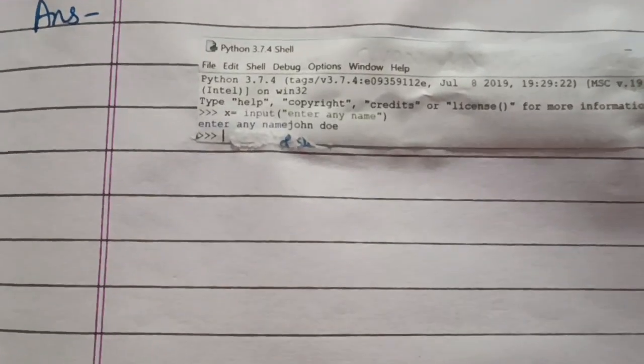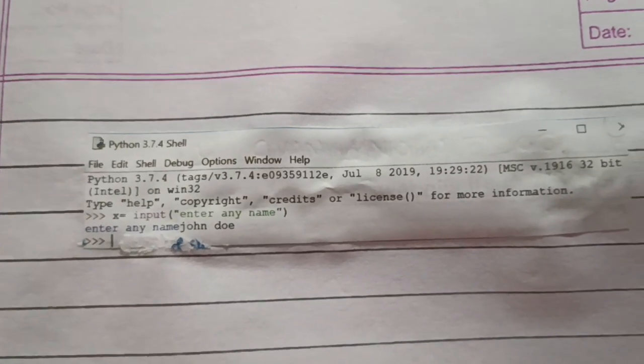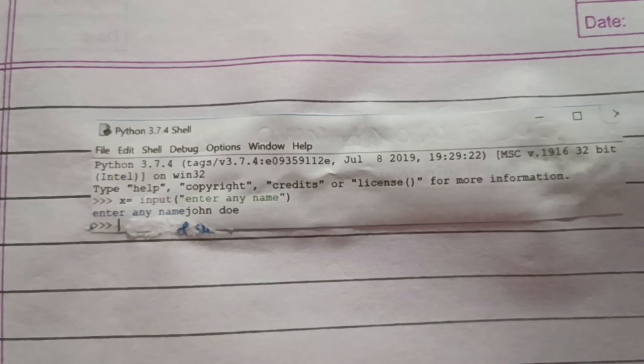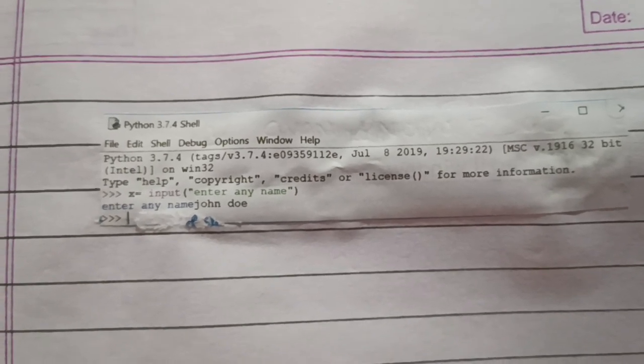So, from here you can see the answer of this question. I have cut and pasted the correct answer.